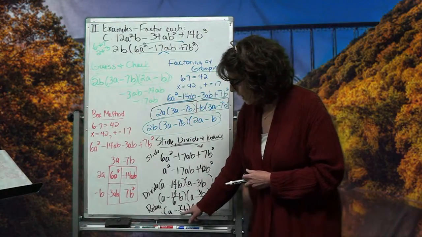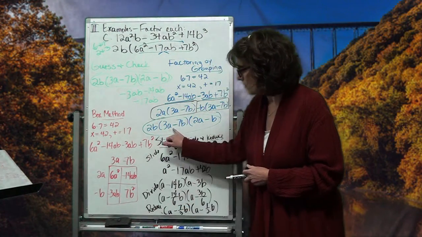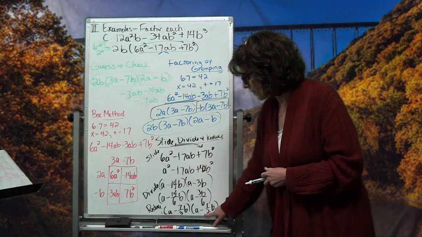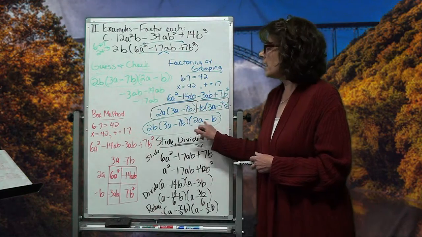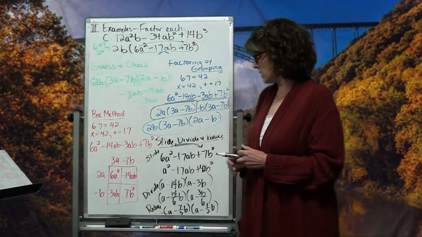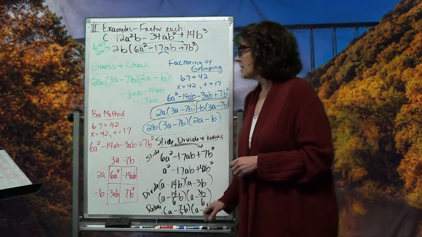And clear out that fraction by multiplying both sides by 3. You get a 3a minus 7b right there. Multiply both of these terms by 2 and I get a 2a minus b right there. And then don't forget that 2b that you need to keep in order to get all the way back to the beginning. Okay.